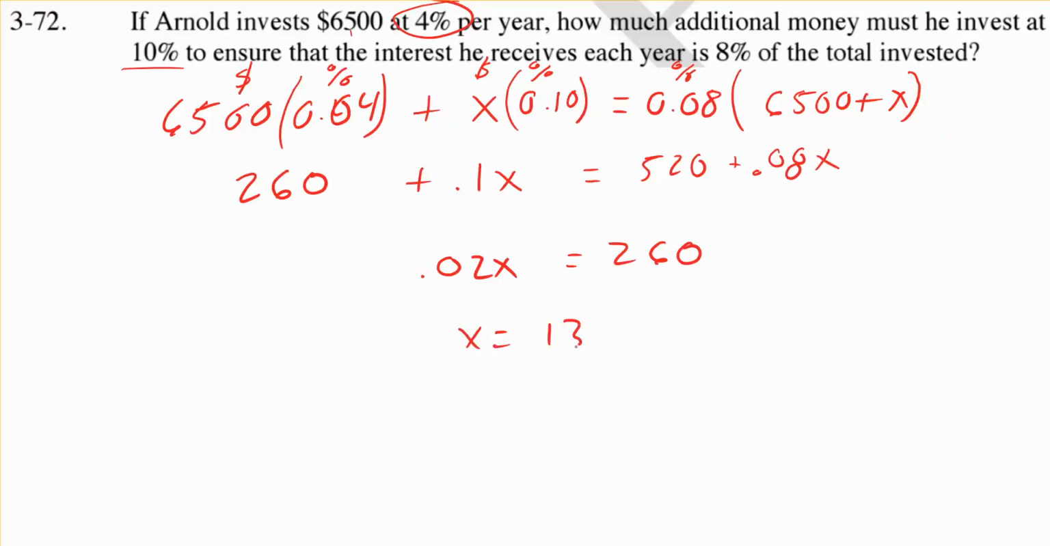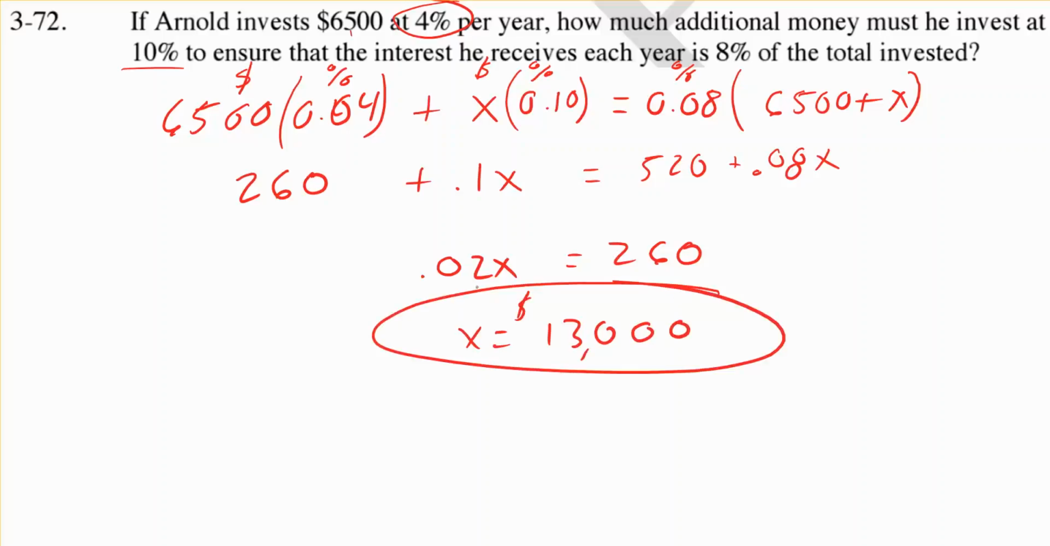So he should invest $13,000 at 10% to make sure that he's averaging out to 8%. Now the finance guy would say, why wouldn't you invest all of your money at 10% if you had that option? I don't know. It's a good question. Someone figure it out for me.